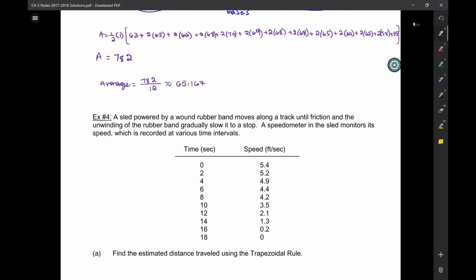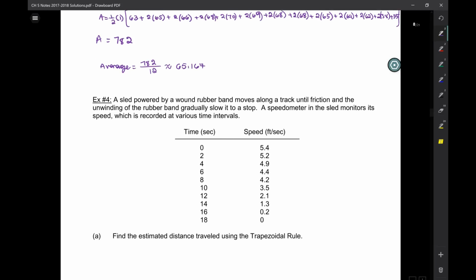So next we have a sled powered by a wound rubber band, moves along a track until friction and the unwinding of the rubber band gradually slow it to a stop. A speedometer in the sled monitors its speed, which is recorded at various time intervals. Find the estimated distance traveled using the trapezoidal rule, right? So we need to find the distance. So let's take a look. The time goes from 0 to 4, like they're all equal subintervals. So the height is 2.